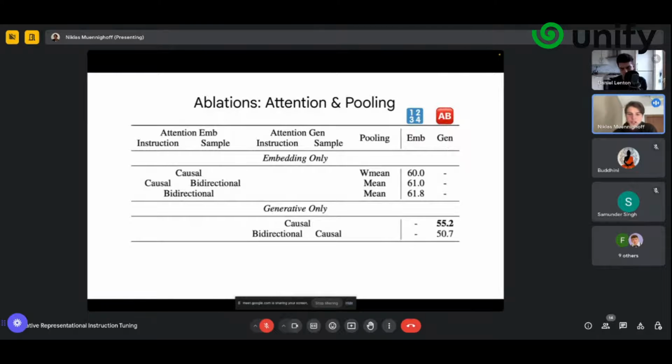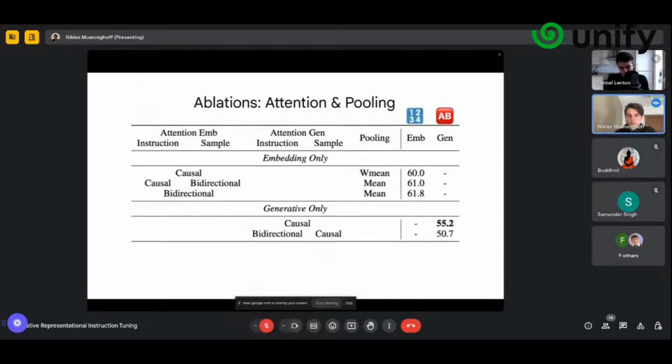Now we're going to look at generative only. What's the best attention setup there? Of course, there's no pooling for generative. It's just the language modeling head on top. We find that fully causal gives us the best performance. We also tried bidirectional plus causal, so we can do bidirectional over the instruction, and then the sample always has to be causal because it's what the model generates, right? It doesn't know what it's going to generate in the future, so it has to be in this causal setup.